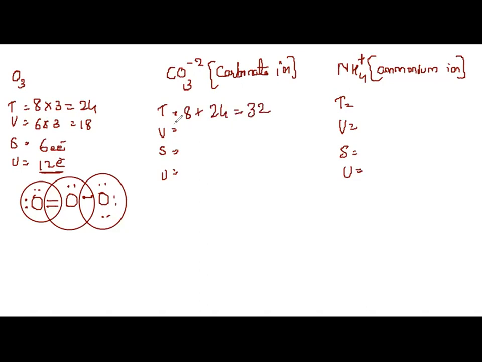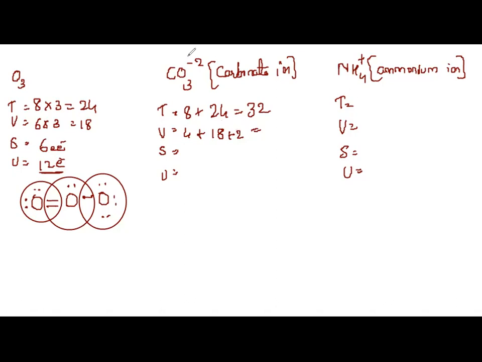Valence electrons: carbon has how many valence electrons? 4. Plus oxygen 6, 6 3s are 18. Now see, minus 2 means what? It is gain of 2 electrons. Anion means gain of 2 electrons, and that will be gained in the valence shell only. Therefore, minus 2 means gain of 2 electrons, so I will write plus 2 here. So this negative or positive sign should come in valence, because electrons will be gained or lost in valence electrons. So 18 plus 2 is 20.